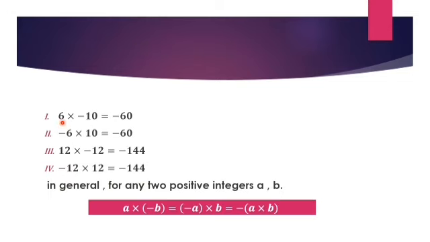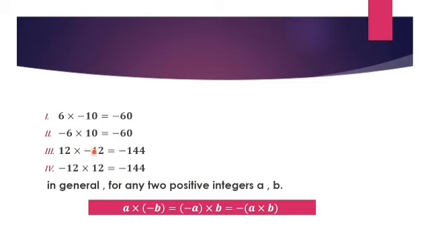These are examples. 6 into minus 10. 6 is positive and minus 10 is negative. How do we multiply? We multiply these numbers as whole numbers and put a negative sign. 6 into 10 is 60, and we put a negative sign before the product. We get minus 60. In that way, we can multiply minus 6 into 10. Minus 6 is negative, 10 is positive. 6 into 10 is 60, and since the first is negative and the second is positive, we put a negative sign before the product. We get minus 60.